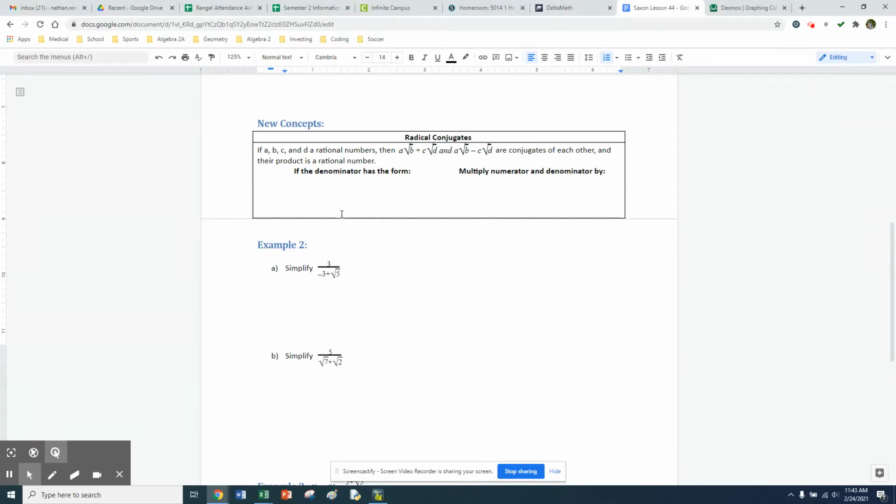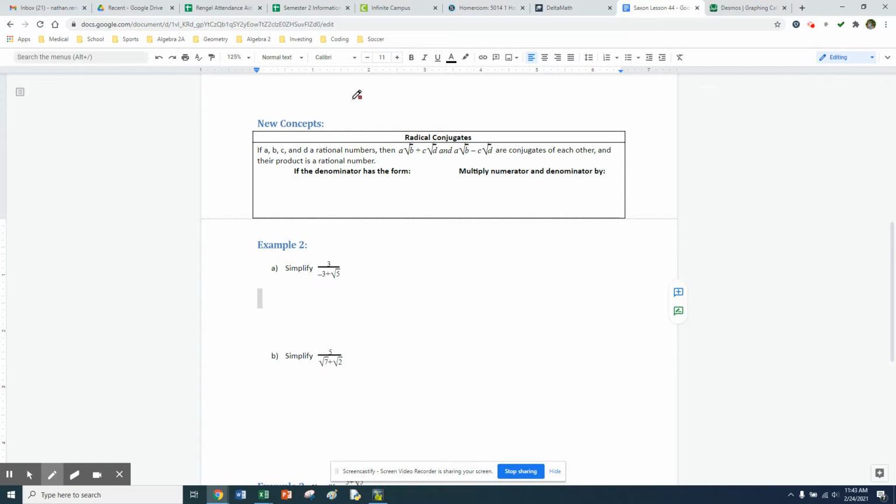Hello, welcome back to day 2 of lesson 44. Today we are going to look at what happens with rationalizing a denominator when your denominator is a binomial. To do that, we will look at how radical conjugates work.